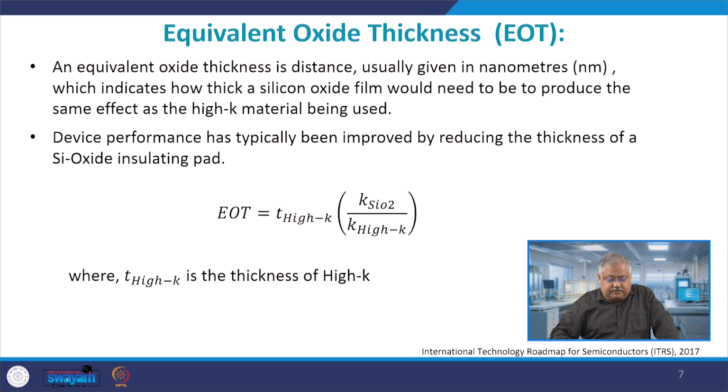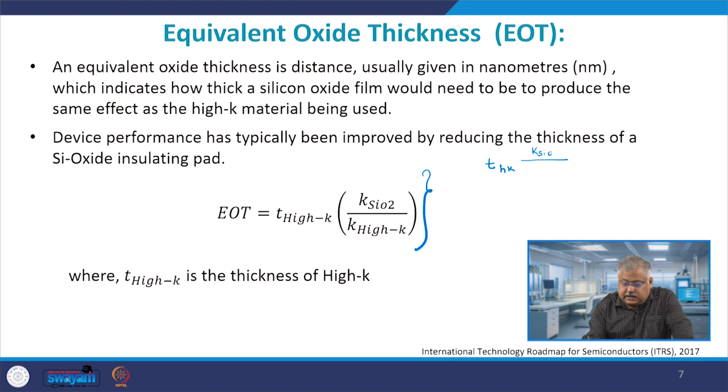And EOT is given by this formula here: EOT = T_high-K × (K_SiO2 / K_high-K). T_high-K means the thickness of the high K dielectric, and K_SiO2 is the silicon dioxide K value, upon K_high-K. This is your effective oxide thickness.